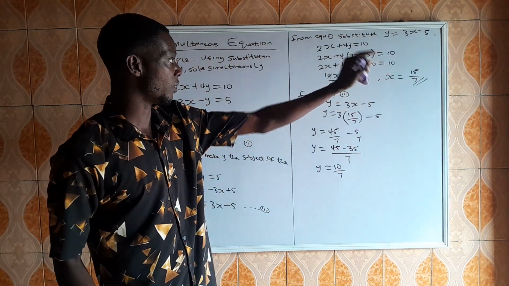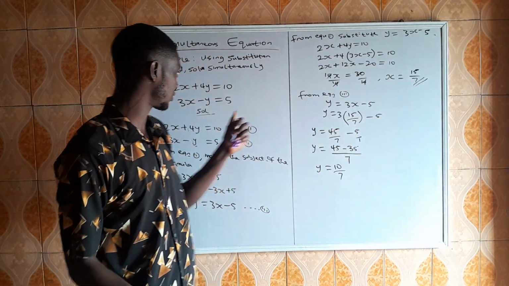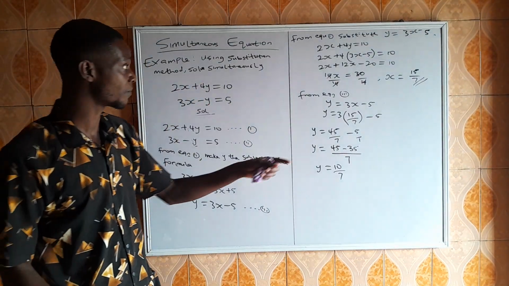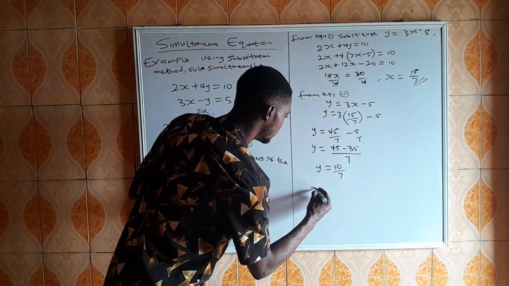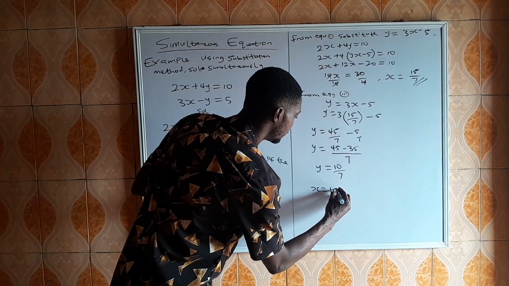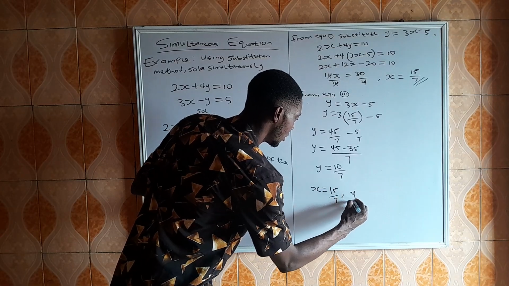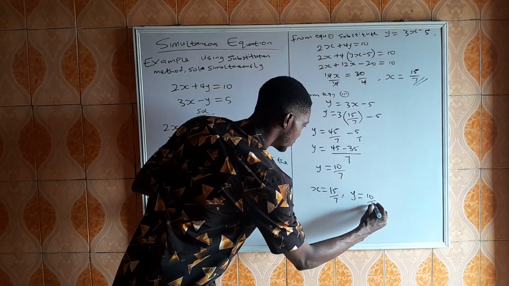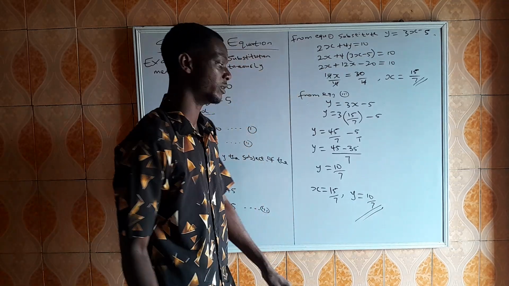So that means the values of x and y that satisfy these two equations are x equals 15 divided by 7 and y equals 10 divided by 7. And these are the two values.